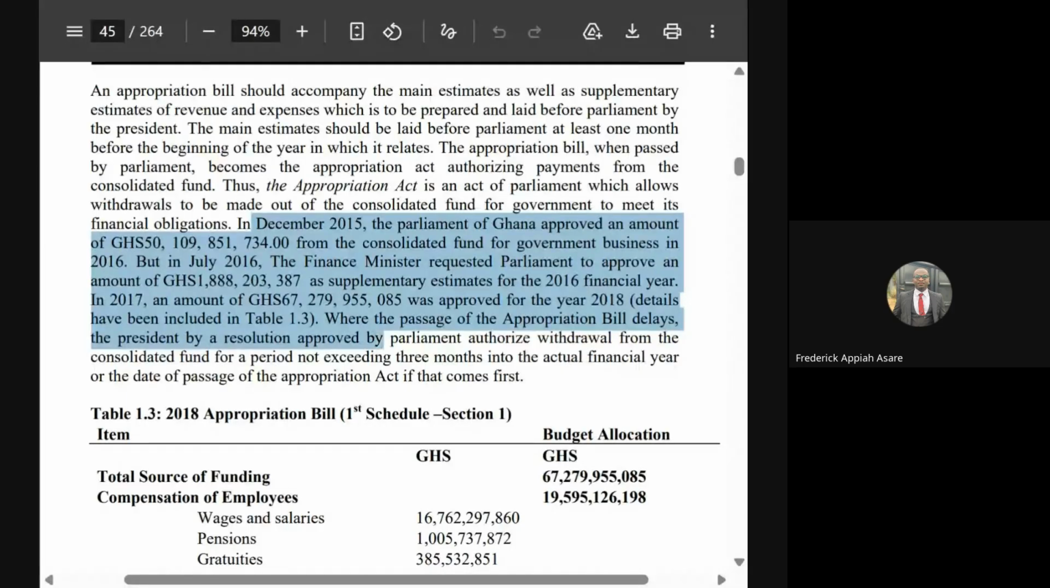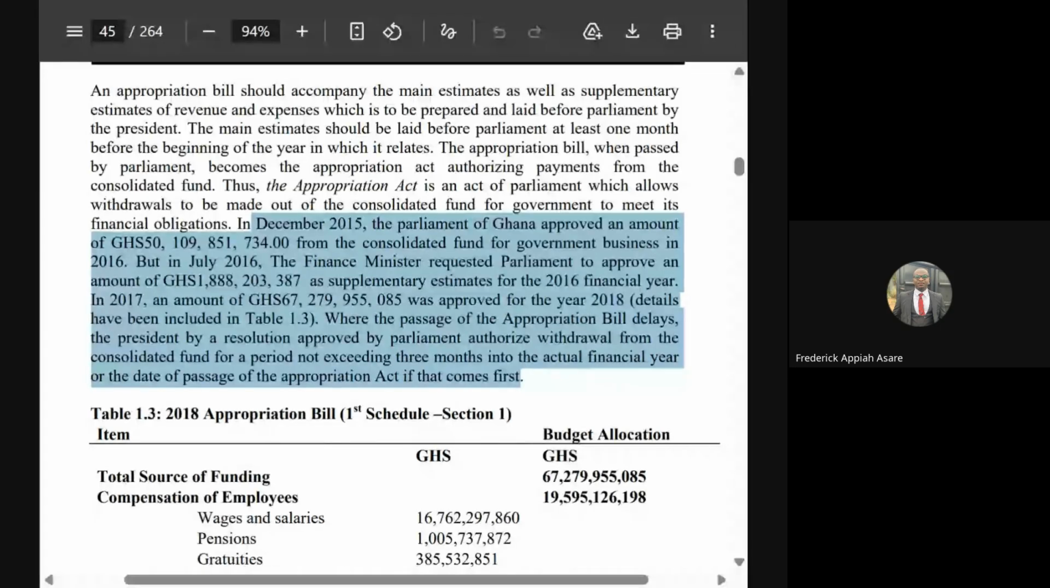The same thing applied in 2017, where the passage of an appropriation bill delays, the President, by a resolution approved by Parliament, authorized withdrawal from the consolidated fund for a period not exceeding 3 months into the actual financial year. So sometimes they will send the appropriation bill to Parliament 1 month before, and there will be some delays.